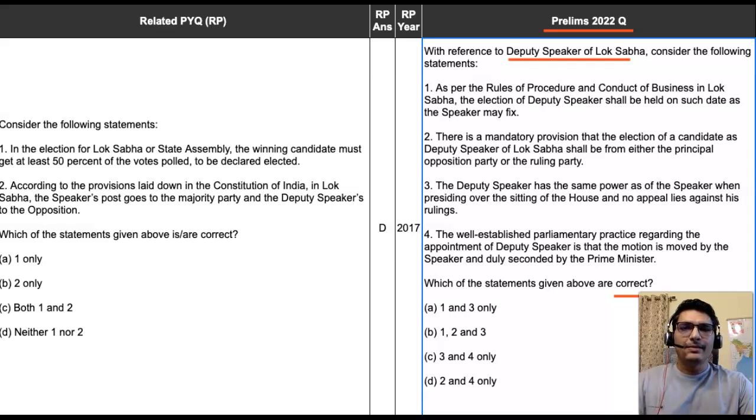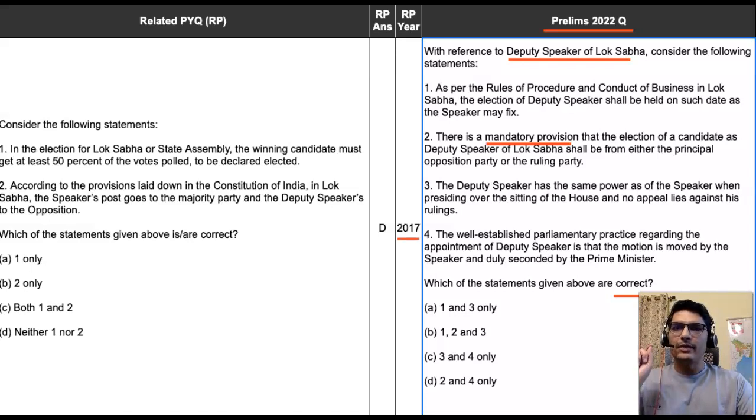It says there is a mandatory provision that the election of a candidate as Deputy Speaker of Lok Sabha shall be from either the principal opposition party or the ruling party, right? So the stress of the statement is on the mandatory provision part. Come directly to the respective PYQ. It was asked in the year 2017.